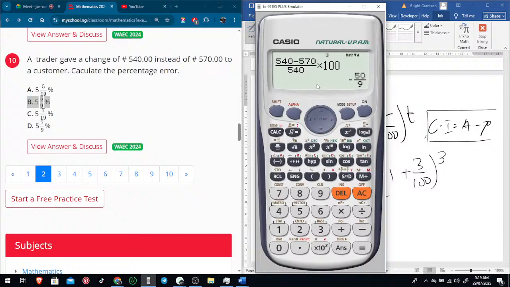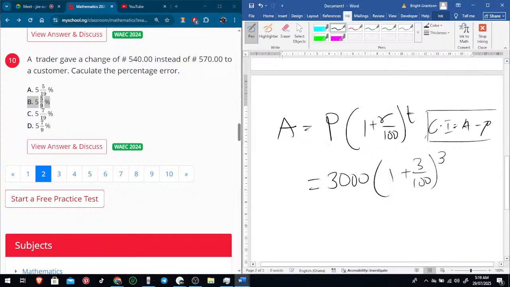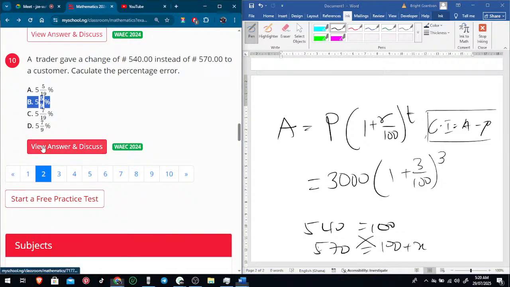But this one is better. So you can use the two formulas. It's either you are using this one, the new minus old over the old times 100, or the original one, which is this one. 540 is the original, it's equivalent to 100. Then the new element, which is 570. Because the 570 is an increase on the 540, it's going to be 100 plus x. The percentage will increase. Shift, solve, cross multiply, and you get your value of x. Let's go look at the answer.